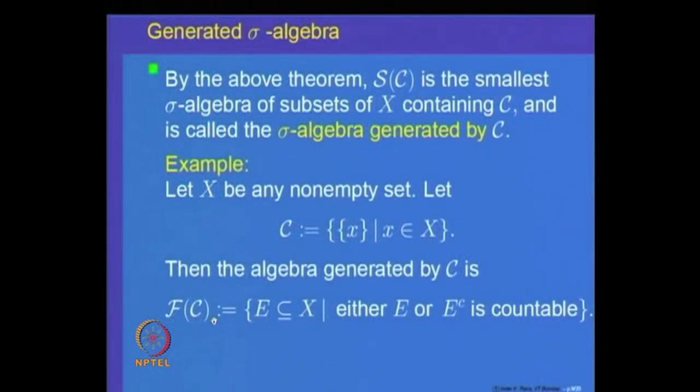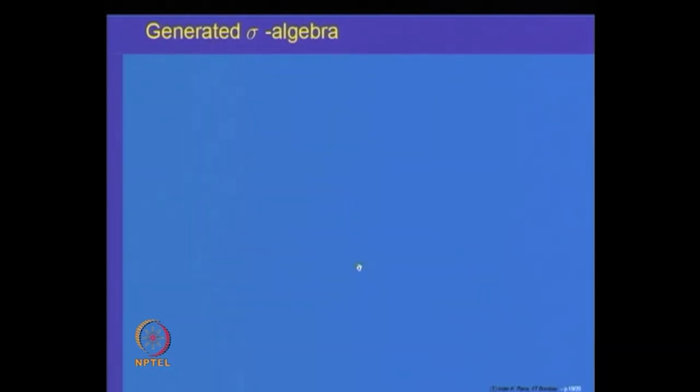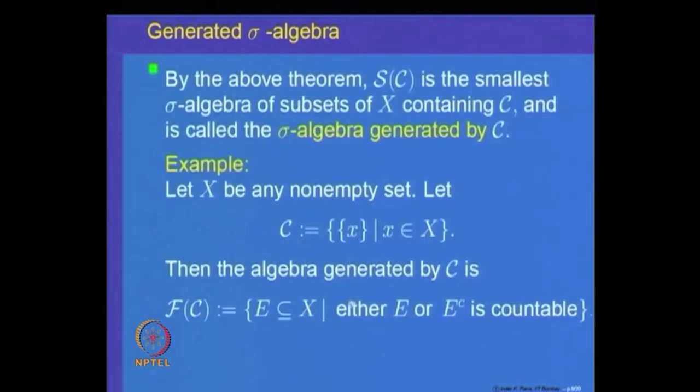So, as a consequence, we expect that this answer is nothing but the algebra. So, f of C, the sigma algebra generated by, this is not correct. What we should have is the sigma algebra generated by C. This is a correction here: the sigma algebra generated by this must be equal to this collection f of C, where either E or E complement is countable. So, let us prove this fact.